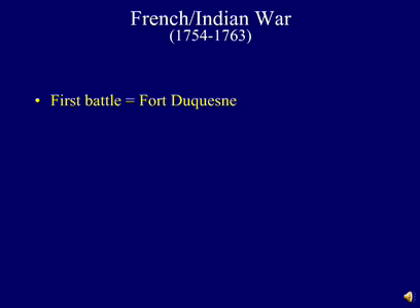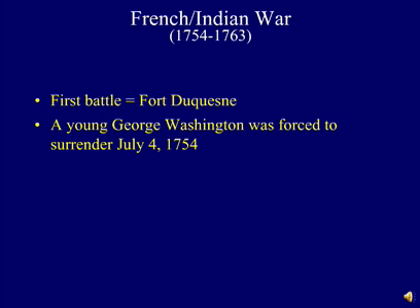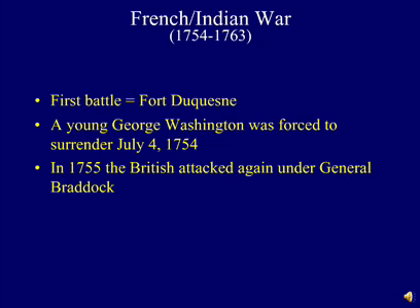A young officer from Virginia attempted to force the French to leave the area in 1754 and was forced to surrender. The young officer was George Washington, and he surrendered, ironically, on July 4th.